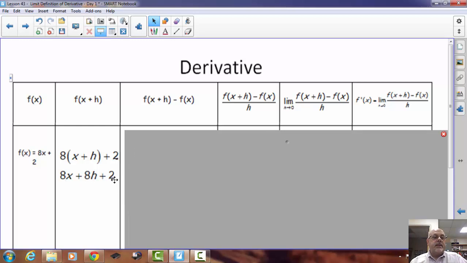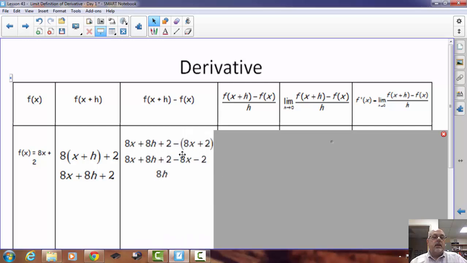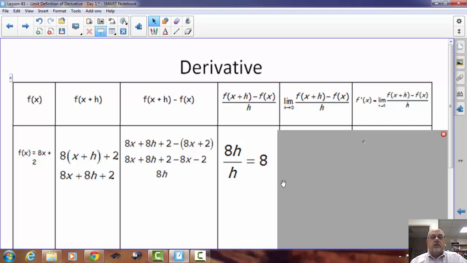The next step says take that answer and subtract your original function from it. Now you have to remember you're subtracting, so the original function has to be in parentheses. So I took the result here, 8x plus 8h plus 2 minus 8x plus 2. I distributed that negative. So what happens? The 8x's cancel out, the 2's cancel out, and you're left with just 8h. This one says, take the answer that you got, which is 8h, and divide by h. When you do that, your answer is 8.